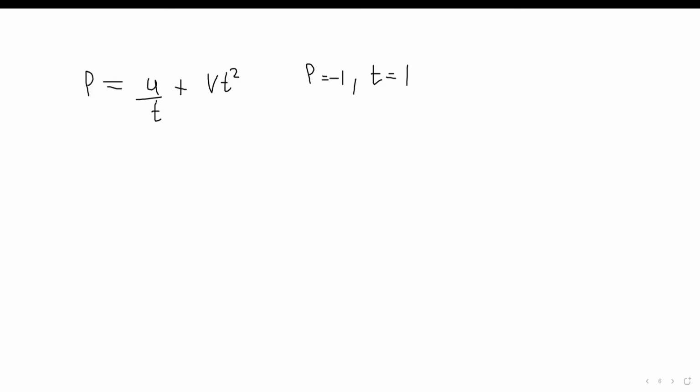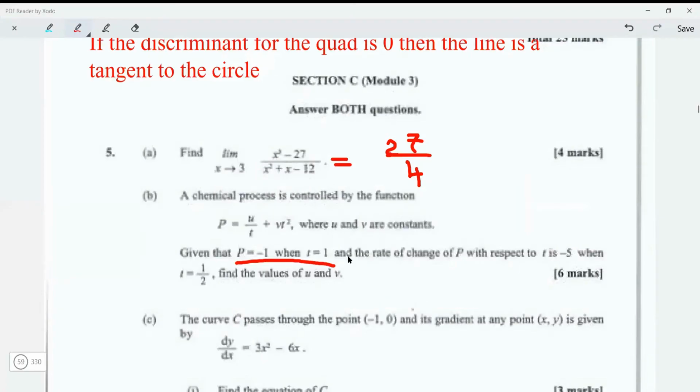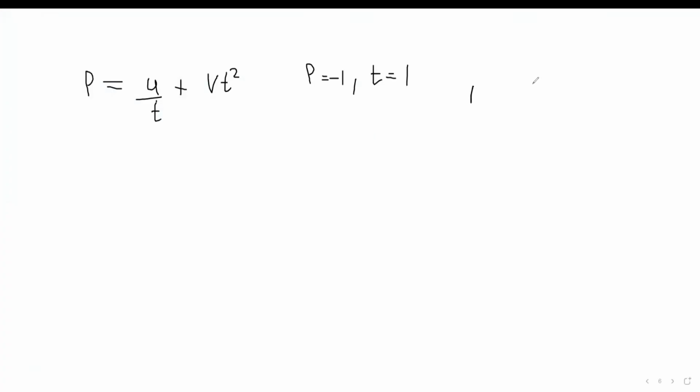The next bit of information that they give is that the rate of change of P, that is dP by dt, is -5 when T equals half. So dP by dt, they tell us that it is equal to -5, and that is when T equals half.